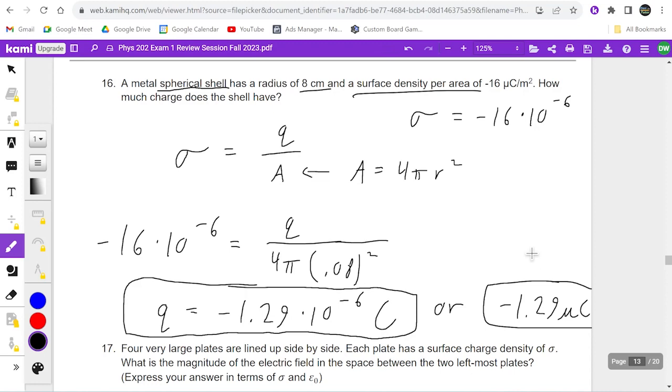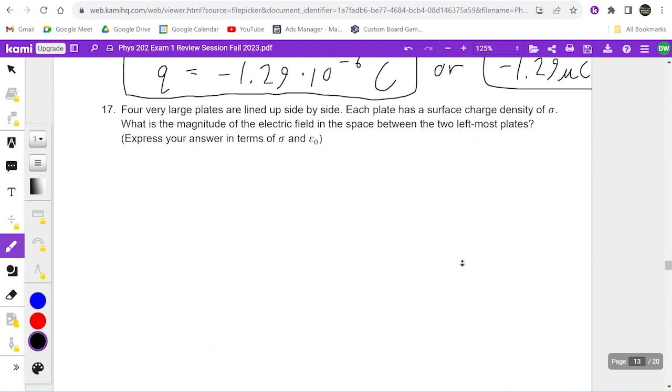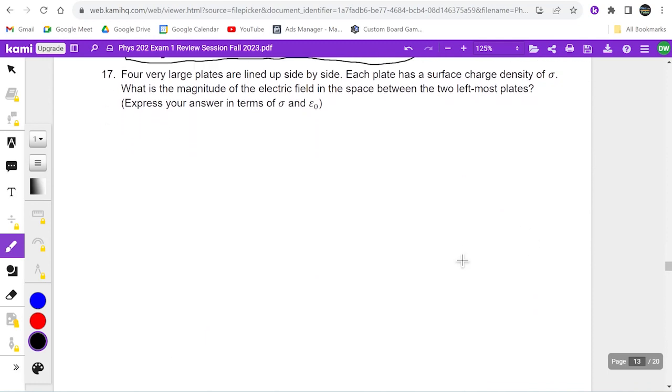Any questions? Nope. Okay. Next we have number 17. 17, basically I need to give you an equation that I honestly don't know if they'll give it to you or not, but it's been on exams in years past, so let's do number 17 and then I'll explain.